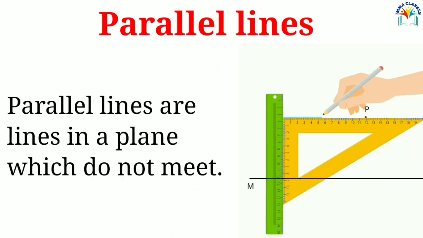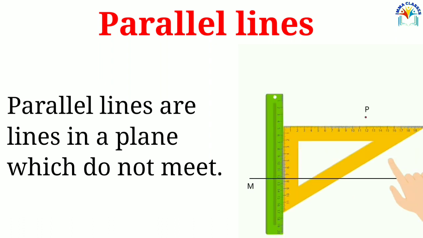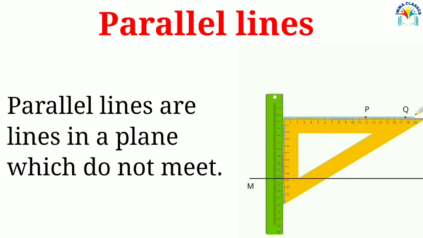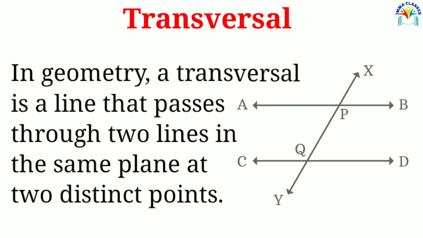Parallel lines. The lines which do not meet in a plane are called parallel lines. The distance between two parallel lines is constant. Transversal. It's a line that passes through two lines in the same plane at two distinct points. You can see two parallel lines AB and CD in the GIF. The line XY is a transversal. It meets the line AB at P and the line CD at Q. When a transversal passes through a pair of parallel lines, many pairs of angles are formed.